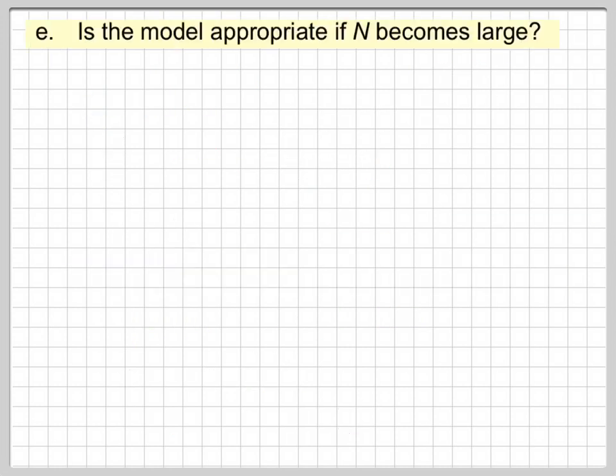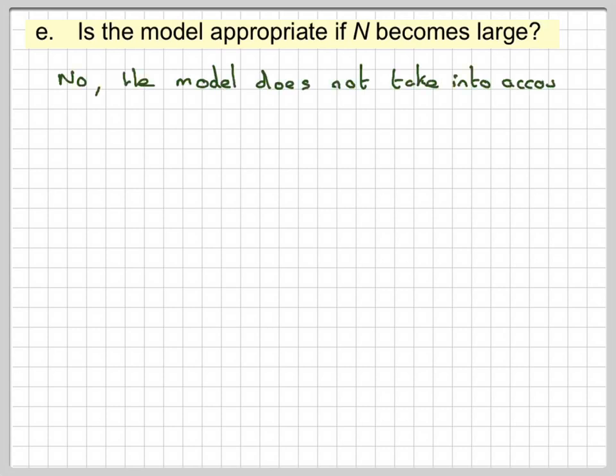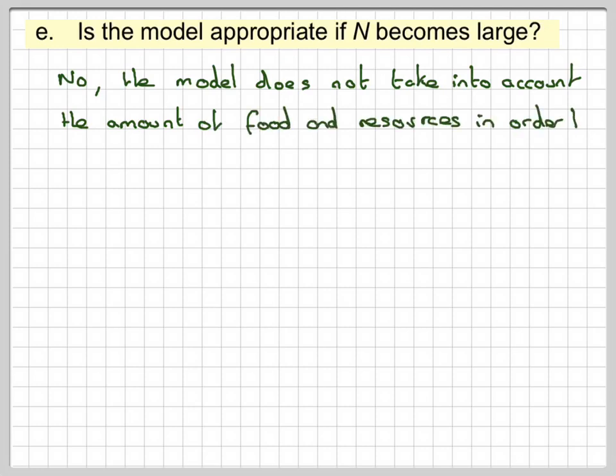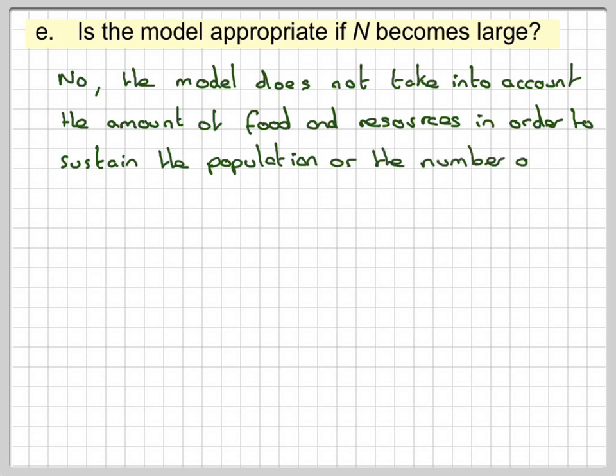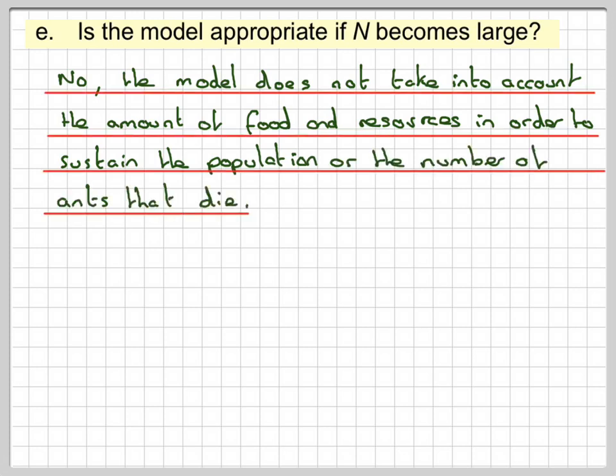Finally, is the model appropriate if n becomes large? Well, no, because the model does not take into account the amount of food and resources in order to sustain the population, or the number of ants that die.